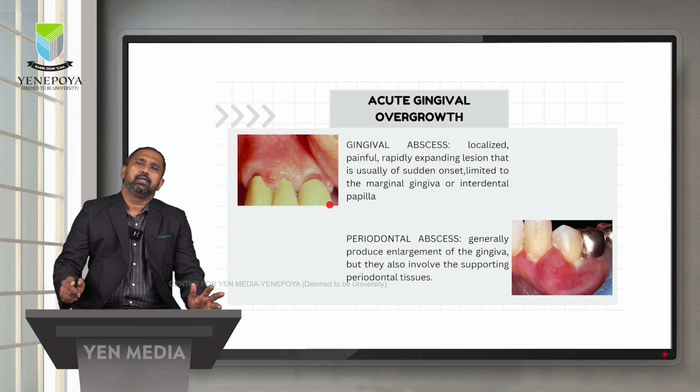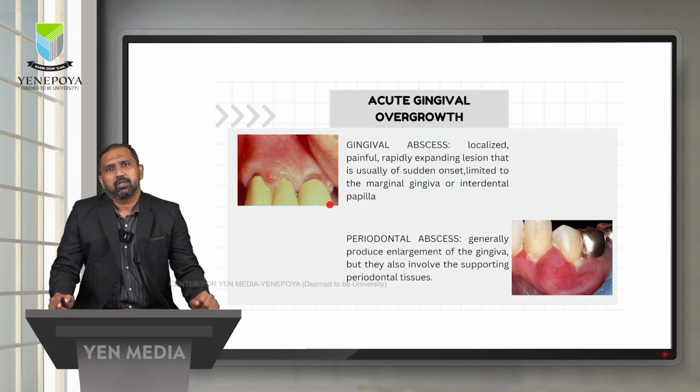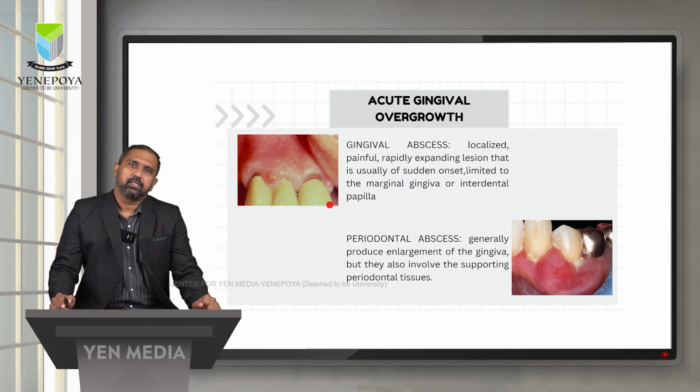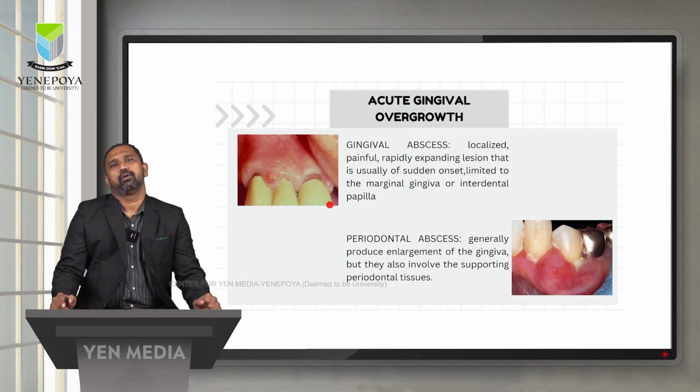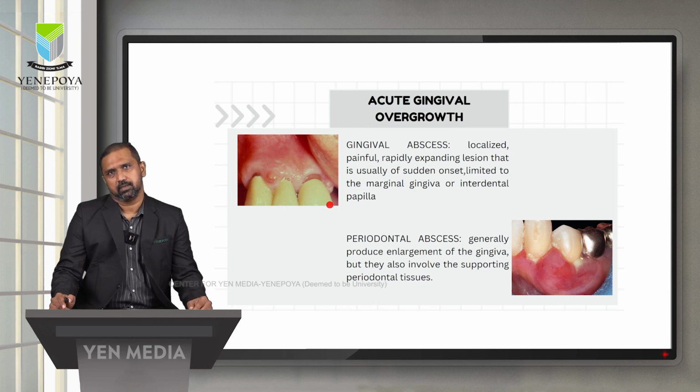Let's go into the enlargements one by one. There's a group of enlargement called acute gingival overgrowth, or enlargement. Acute means it has a sudden onset, it appears suddenly. So there are basically two types of it. One is called a gingival abscess and the other a periodontal abscess. Usually it comes with pain. The patient experiences pain in these scenarios.